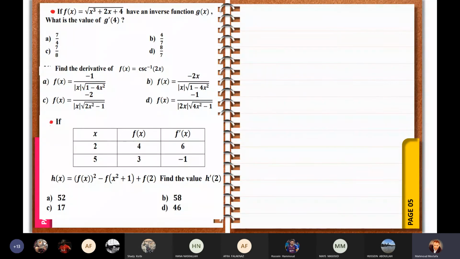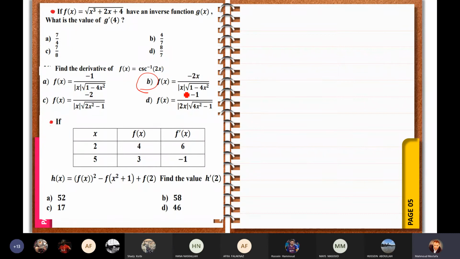Please repeat it. First one. Okay, find the derivative of f of x equals cosecant inverse of 2x. Derivative of inverse cosecant is what? Negative 1 over absolute value of x multiplied by square root of x squared minus 1, multiplied by derivative of the function of x. Okay, so which one? B.